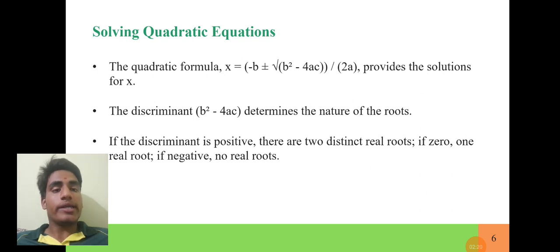Solving quadratic equation. The quadratic equation formula is x is equal to minus b plus or minus square root of b square minus 4ac divided by 2a. It provides the solution for the x. The discriminant b square minus 4ac determines the nature of the roots. If the discriminant is positive, there are two distinct real roots. If 0, one real root. If negative, no real roots.